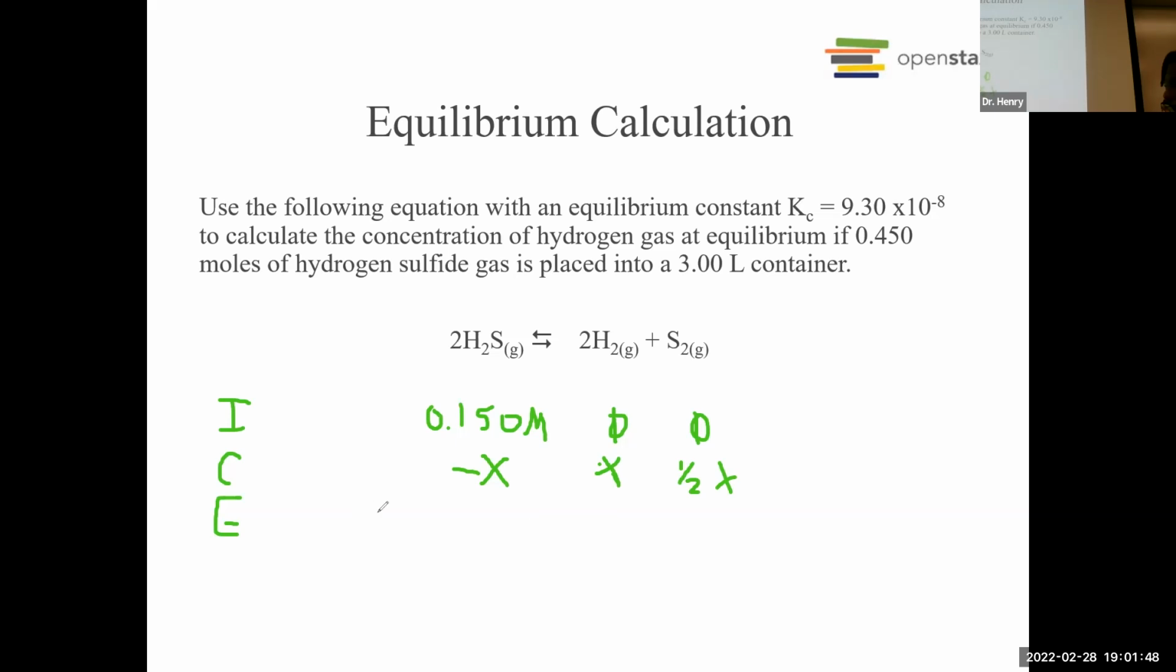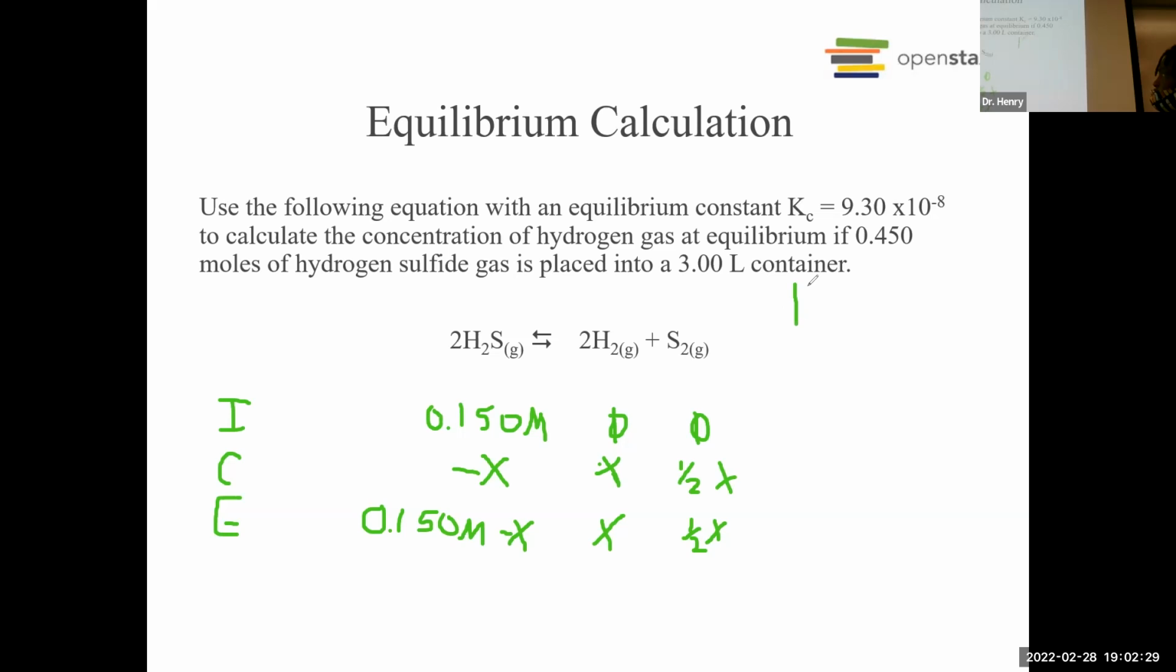So then our equilibrium is going to be 0.150 molar minus X. This one is going to be X, and this one is going to be 1/2 X. Okay, so that's what it's going to be at equilibrium. Equilibrium is when you add what you're starting off with initially and what you're going to change to.